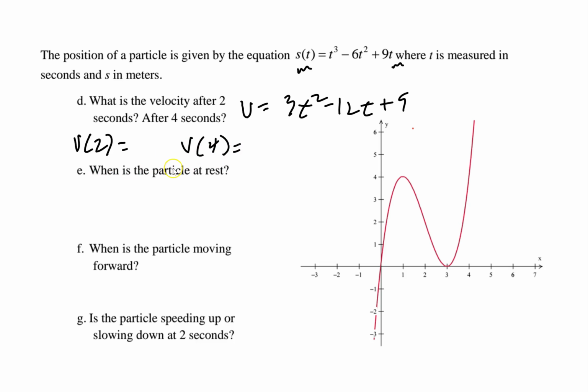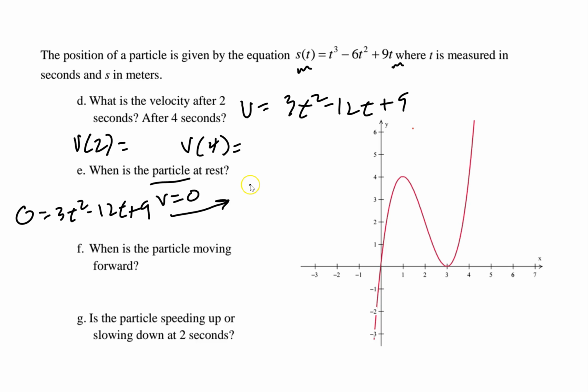When's the particle at rest? Now again, we're talking about movement here. When are you not moving? So that means the velocity equals 0. Right? I'm not plugging in 0, I'm setting equal to 0. So 0 equals 3t squared minus 12t plus 9. I'm actually gonna solve this, I need it for the next one.